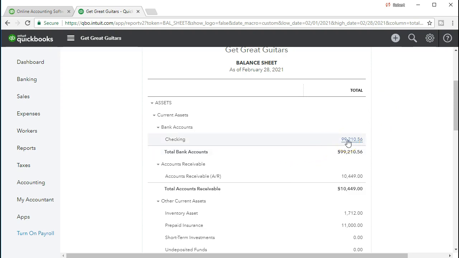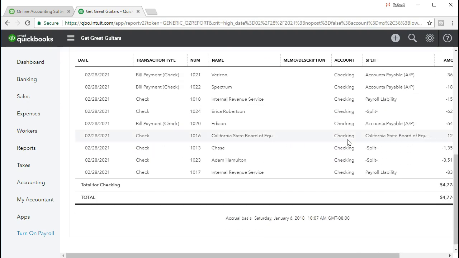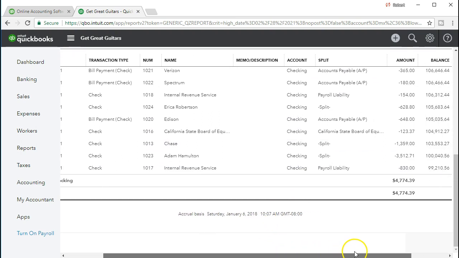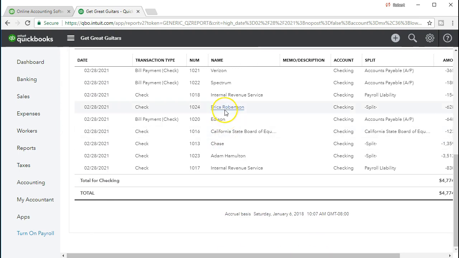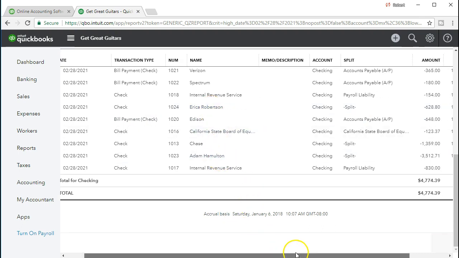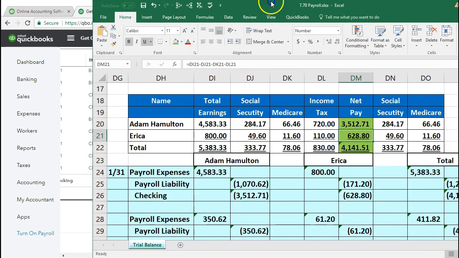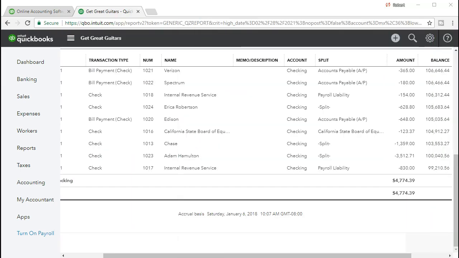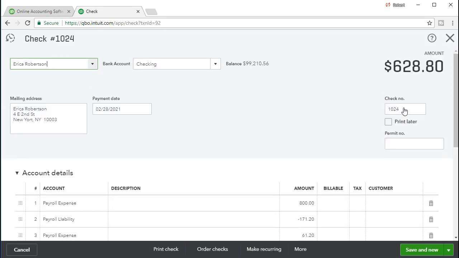If we take a look at the checking account, we should see these two checks that we have written for our employees. So there's Adam Hamilton and here's Erica up here. They're a little out of order, but that's because they're all of the same date. So here's Erica, and then there's Adam. If we look at either of those, that's the check amount, and of course that's the check amount that is reducing the checking account. And obviously if we take a look at either of them, we're going to get back to our paycheck.